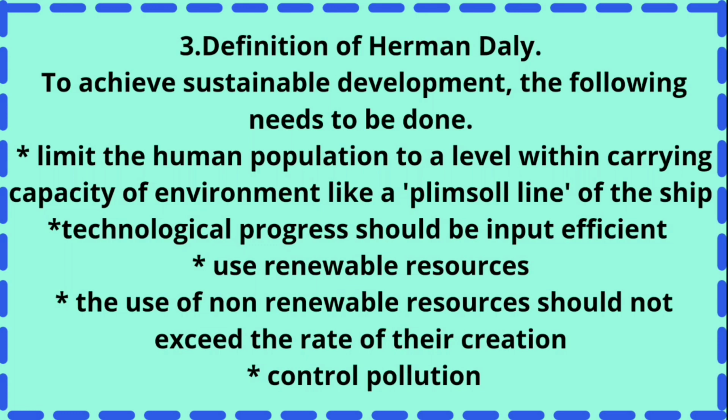Definition of Herman Daly. To achieve sustainable development, the following needs to be done: limit the human population to a level within the carrying capacity of the environment, like the Plimsoll line of a ship. Technological progress should be input efficient. Use renewable resources. The use of non-renewable resources should not exceed the rate of their creation. Control pollution.